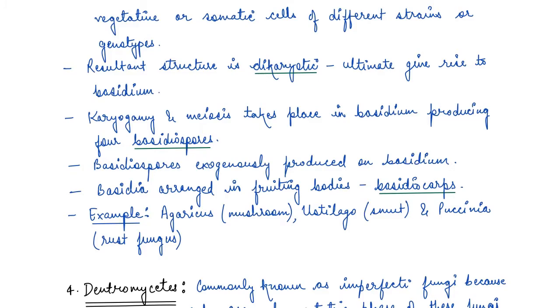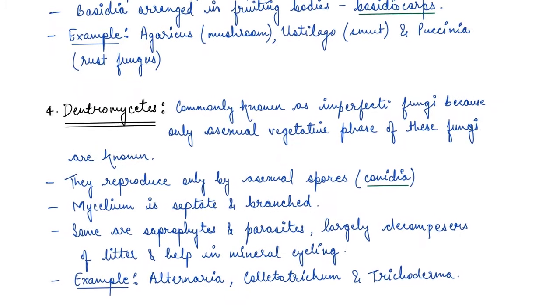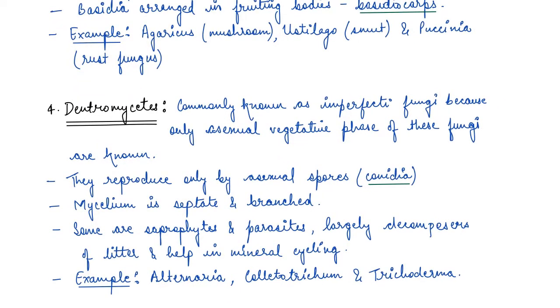Now the last type of fungi that you have is Deuteromycetes. What is Deuteromycetes? They are basically known as imperfect fungi. And why are they known as imperfect fungi? It is because only the asexual vegetative phase of these fungi is known. They are present only in the form of that.